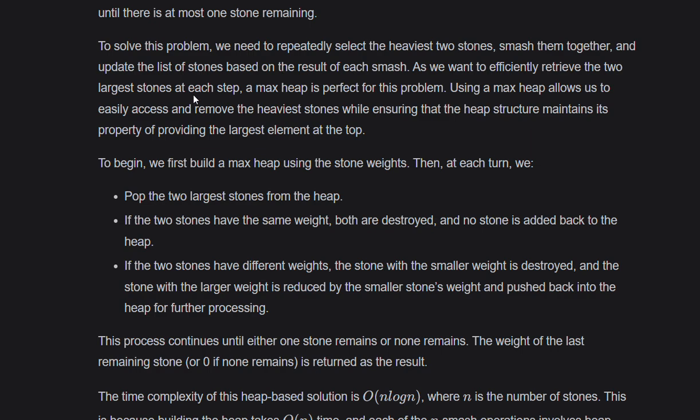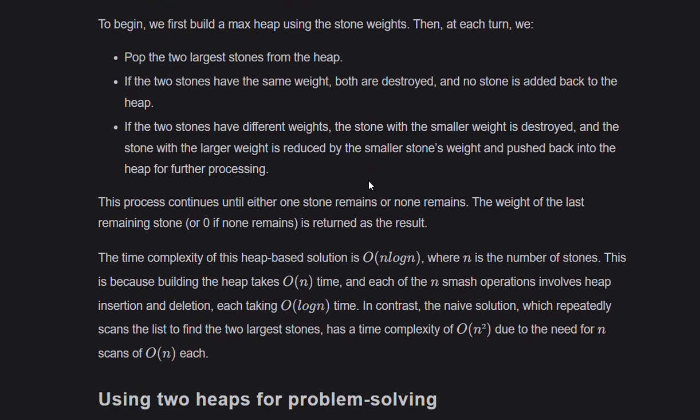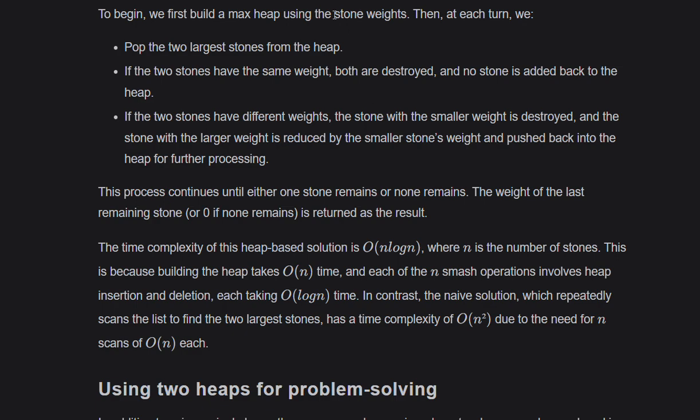So if you want to retrieve the largest stones, we can use a max heap, because the max heap calculates the maximum. Using a max heap will allow us to easily access and remove the heaviest stones while ensuring that the heap structure maintains its property, the property of providing the largest element at the top. So to begin, we first build a max heap using the stone weights. At each turn, we pop the two largest stones from the heap. If the two stones have the same weight, both are destroyed, and no stone is added back to the heap, right?